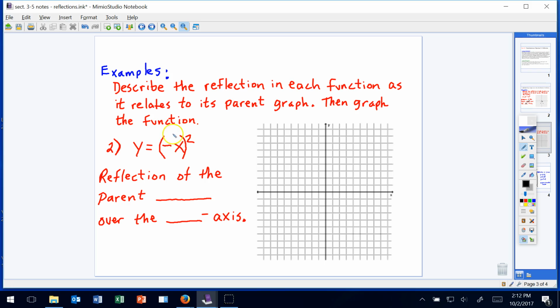Contrast that with this one, where you notice now the minus sign has been moved inside parentheses. Well, now it's going to be reflected. This is the same parent, but anytime you see minus moved inside parentheses, now it's going to be reflected over the y-axis. So it's all about the location of the minus sign. Inside parentheses or absolute value or the square root function, it's always going to reflect over y. If it's outside, then it's going to reflect over x.